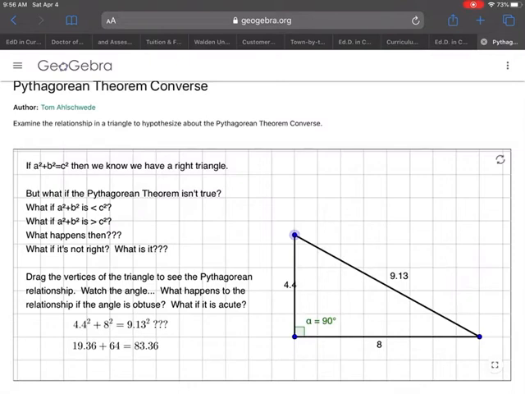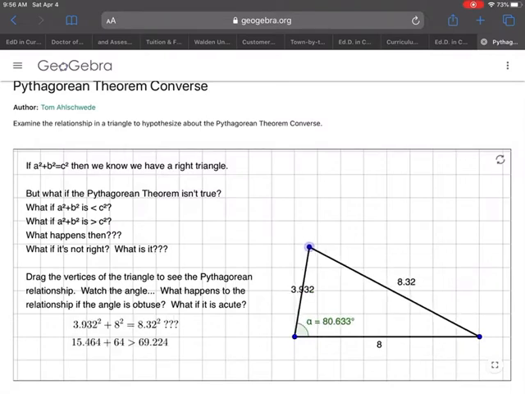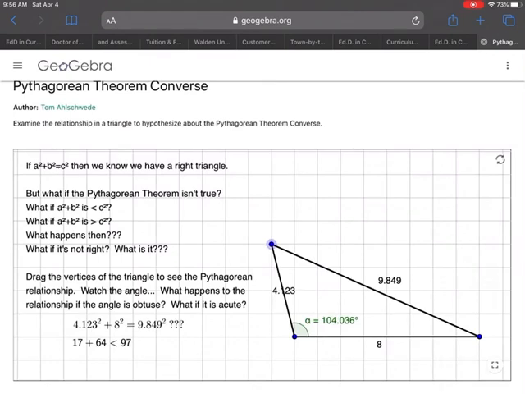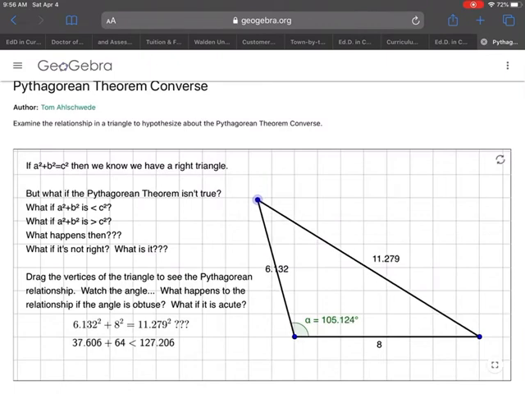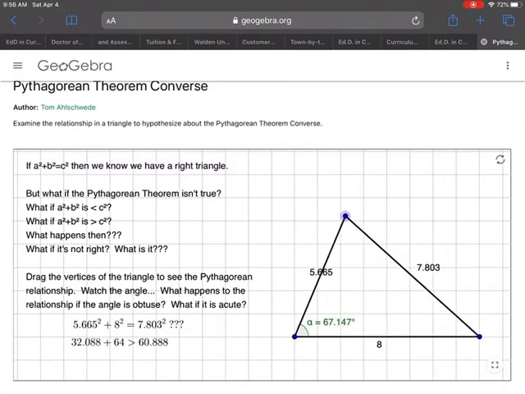Then we're going to look at, well, what if A squared plus B squared is less than C squared? So let's move it to a point where that is true. Okay. So down below, you could see that at this point, A squared plus B squared is less than C squared. Oh, look, the angle. What do you notice about the angle for all of these cases where it's less than? Oh, it's obtuse.